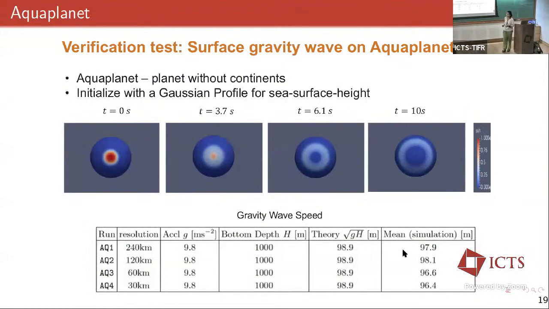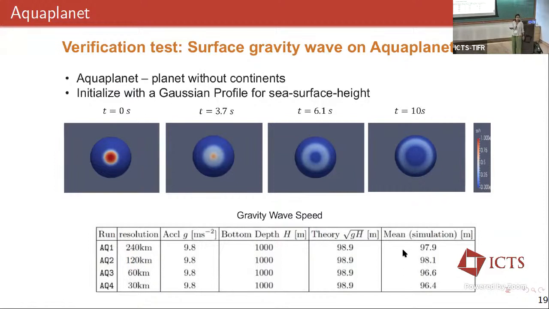Okay, so now what are some basic verification tests that we did? For any climate model, even a simple computer code, the first challenge is to cross some verification tests. Verification means that the results should already be known to us from before, and we should check that the simulations agree with the known results. So we simulated an aquaplanet. So what is an aquaplanet?